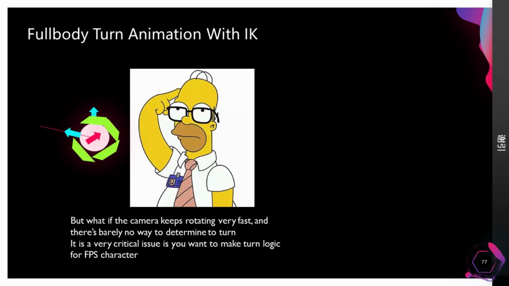And what if we keep rotating the camera really fast, like you set mouse sensitivity to max in Counter-Strike and shake the mouse? At this time, there's barely any way to determine what direction to turn and when to turn.